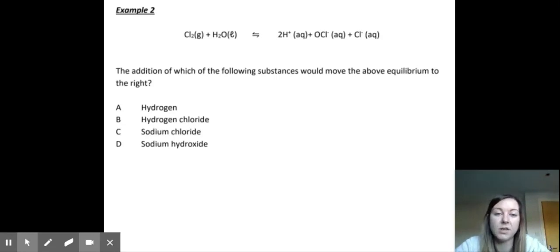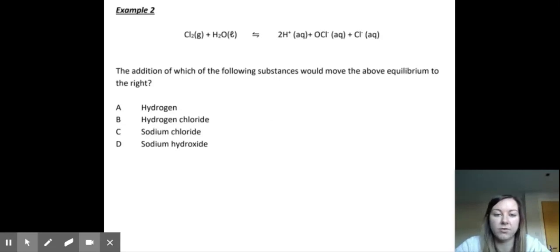Sodium chloride is a salt. If that's dissolved in water, it will split up into sodium and chloride ions. Chloride ions, again, are going to increase the concentration of the products, which in turn will move the equilibrium to the left to make more reactants. So it's not going to be C either.